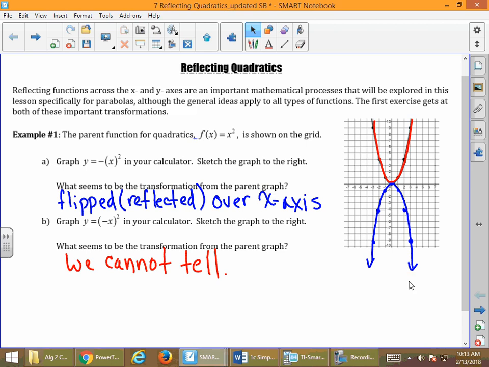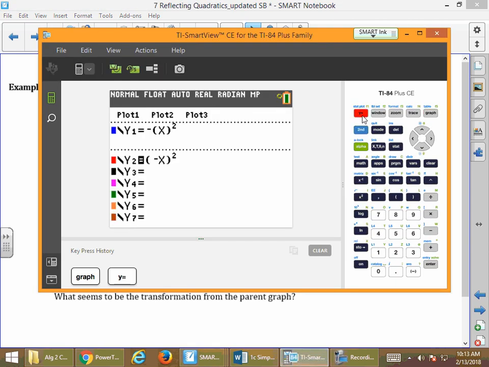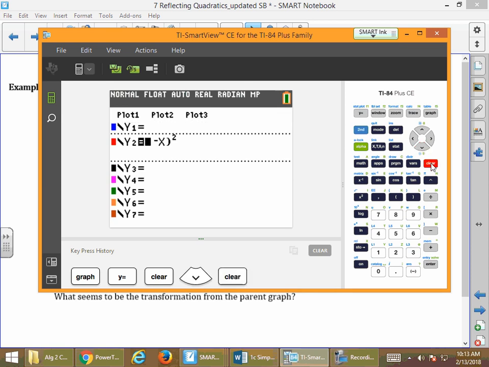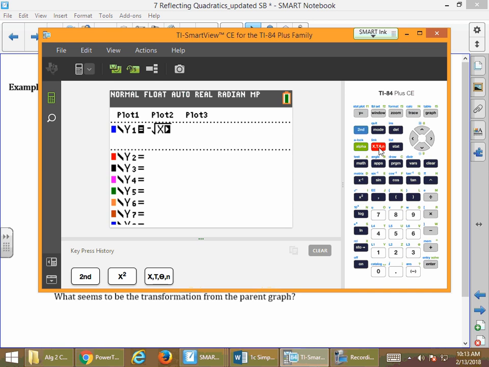So since we can't tell with this picture, let's try to look at this graph here, which is the parent function for the square root of x. And there's the basic function. And as we look at the first one, we're going to graph negative the square root of x. So let's go back to our y equals. And it's going to be negative the square root of x. We kind of have an idea of what we think this is going to look like. And we graph.